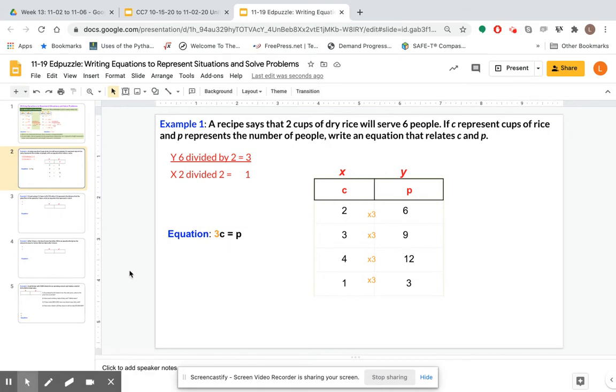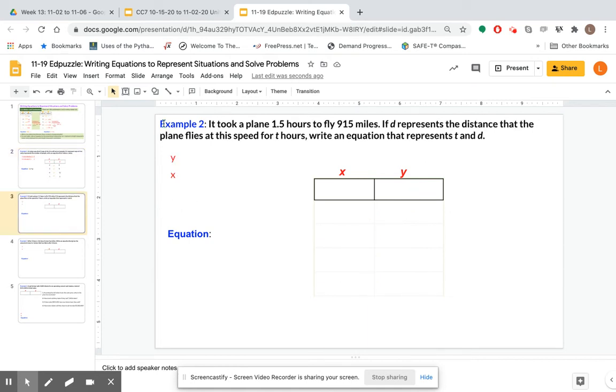Okay, let's go ahead and look at another situation. Our goal is to write an equation that relates those 2 letters, so we're going to do this with a different scenario. Example 2: it took a plane 1.5 hours to fly 915 miles. Now, if D represents the distance that the plane flies at this speed for T hours, write an equation that represents T and D. So once again, what order do we put it in?